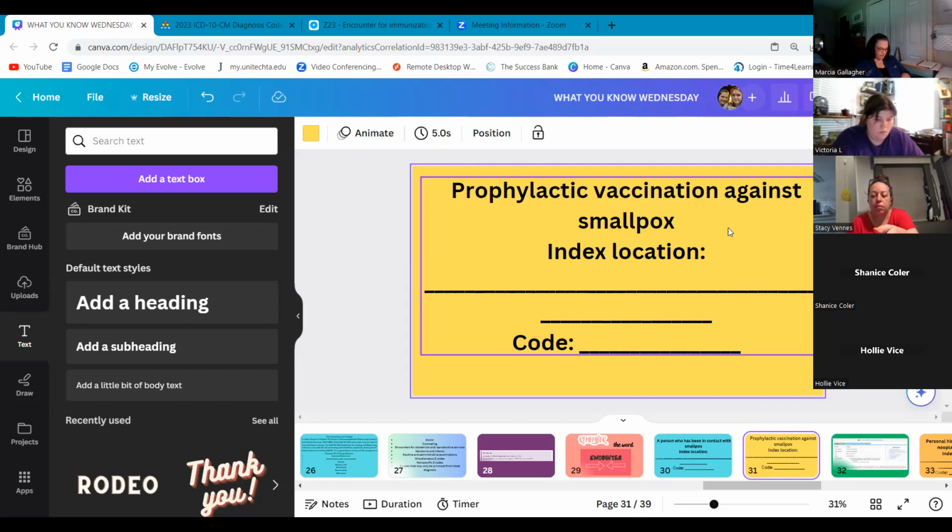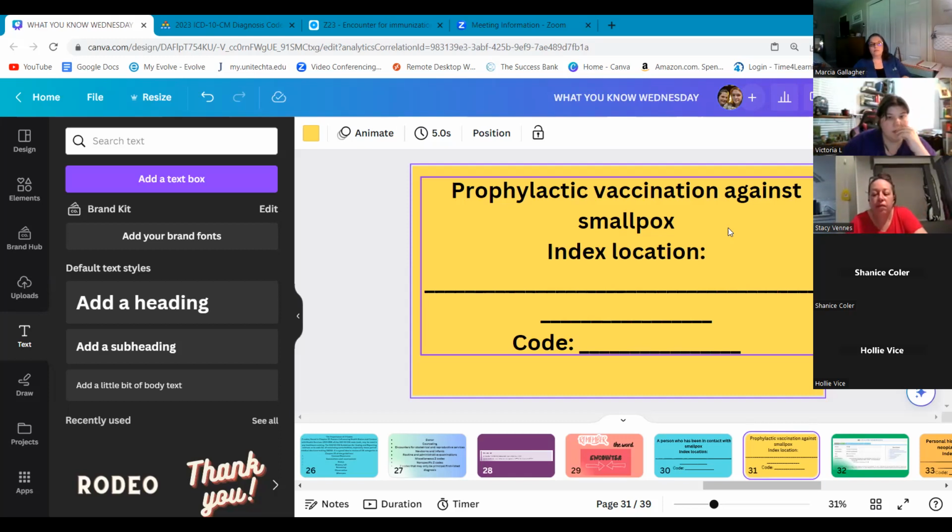I did. I found encounter for immunization. Ah, so you used the word encounter. Did you put prophylactic in exactly, what did you put in your search? Yeah, I put prophylactic vaccination. So it comes under encounter vaccination too. Okay, so what did everybody find on their search engine? What did you come up with? Stacy, what do you have?